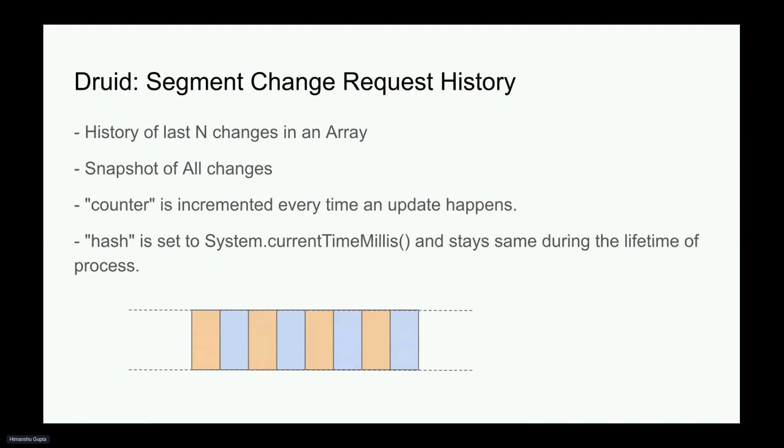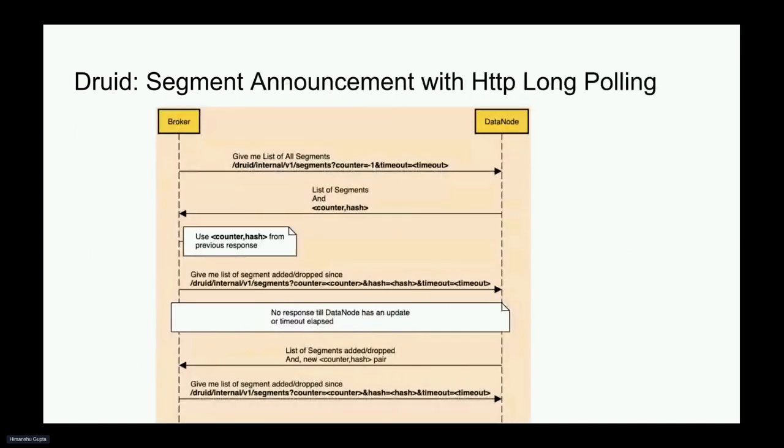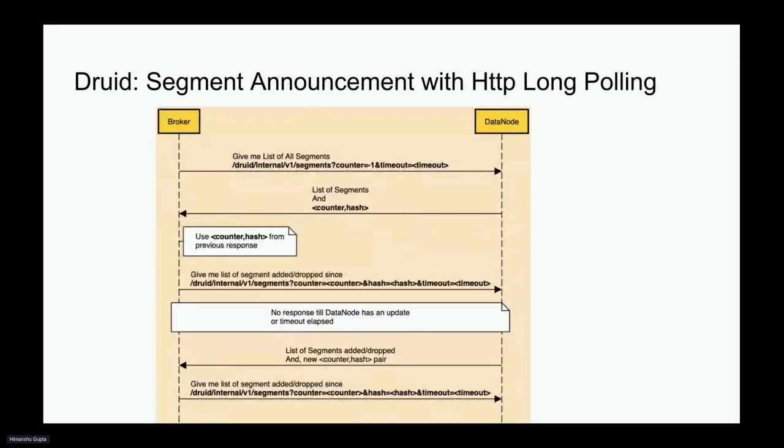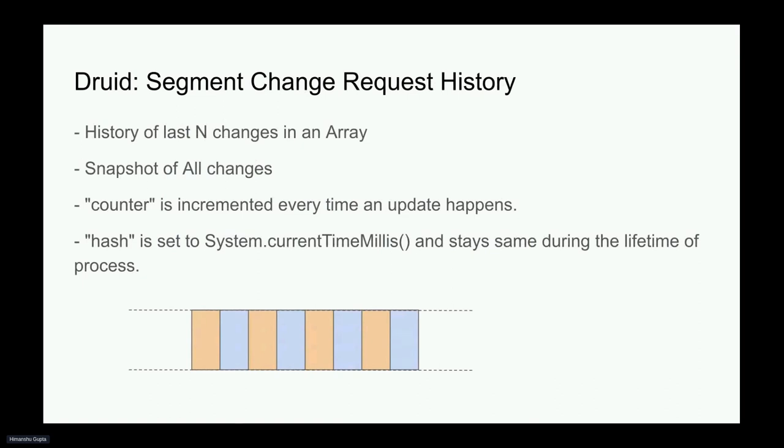On the historical side, in order to fulfill this request, it needs to keep a change history of all the segment updates in an array. I think currently by default, it maintains an array of 1,000 updates. So it is keeping a history in the array and also a snapshot of all changes that happened, right? When the first request comes with counter -1, it is just returning the snapshot that it has and the current counter that it is tracking. After that, for the subsequent request, it looks at the counter. So it knows from its change history that a user asked to resume from a certain counter. It will just pick up those updates from the array and be able to respond to them. If the counter hasn't increased, that is, no update has been made, then it will just hold the request.